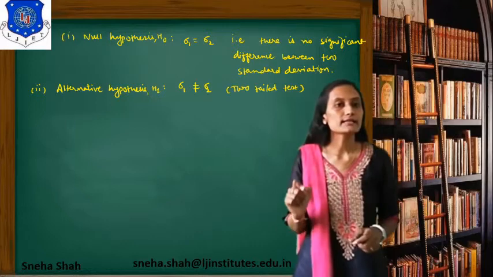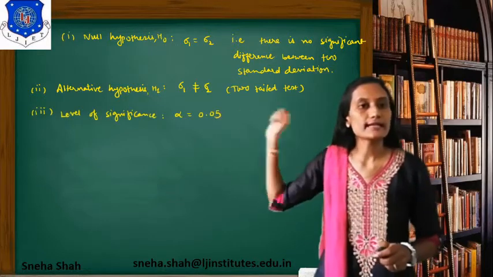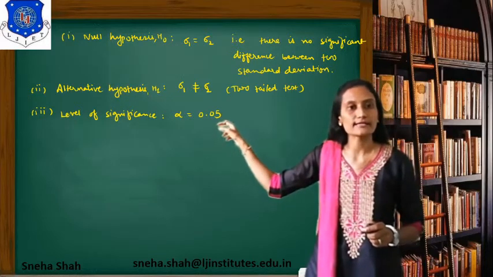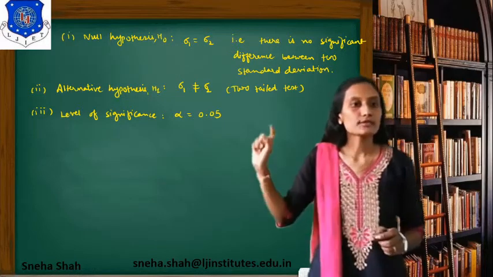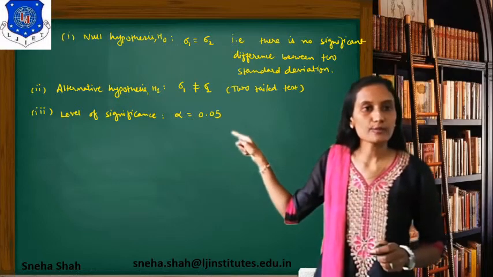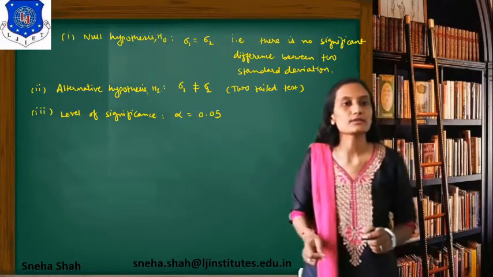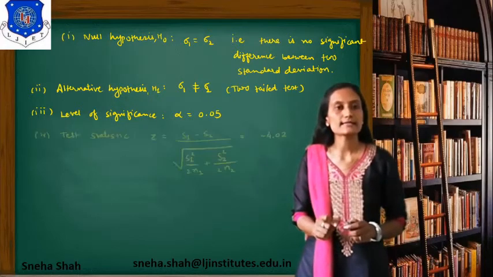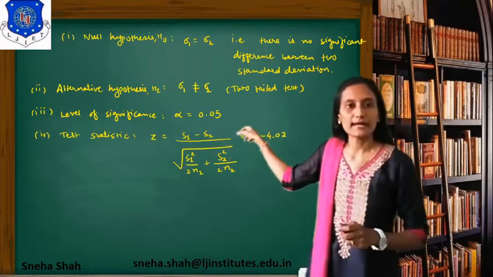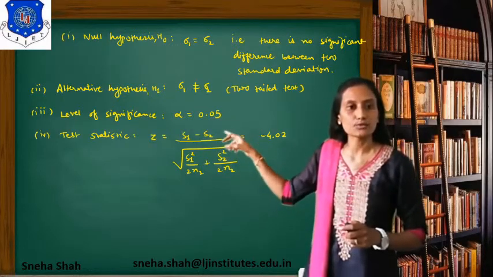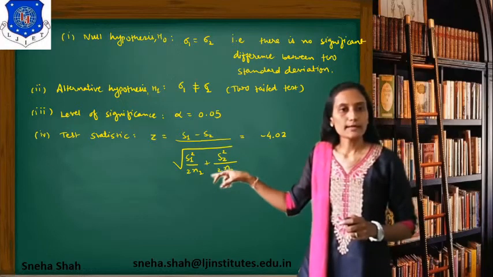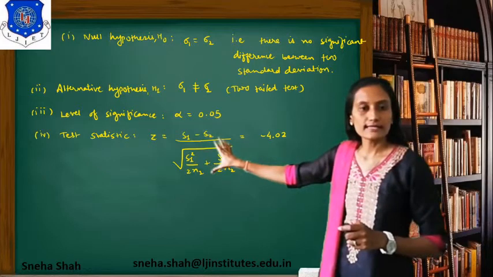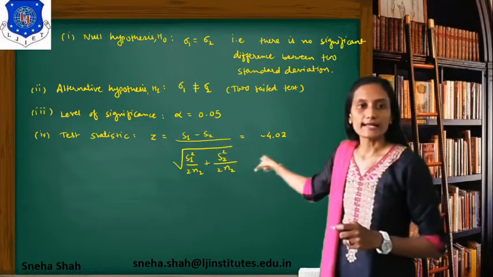Now, for the level of significance, the data is not given to you. So by default we take alpha equals 0.05. So the level of significance alpha equals 0.05. Next we find the test statistic. What is the value of the test statistic? Its value equals S1 minus S2 upon the square root of S1 square upon 2n1 plus S2 square upon 2n2.